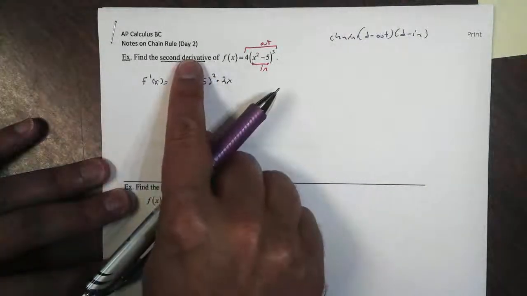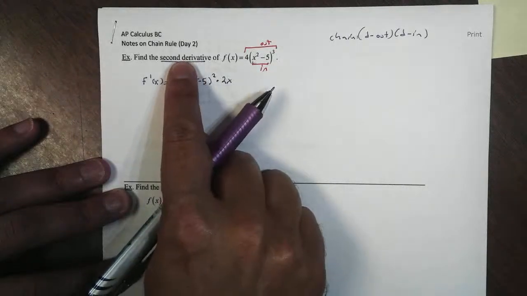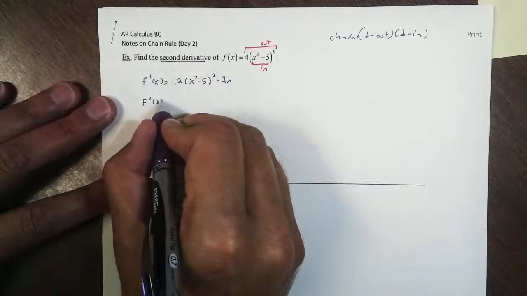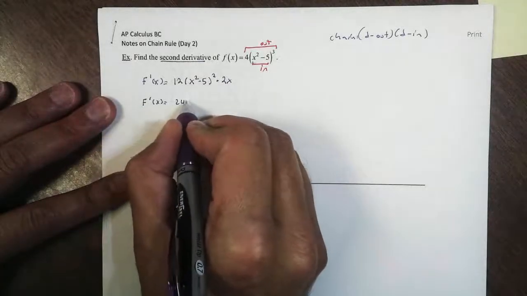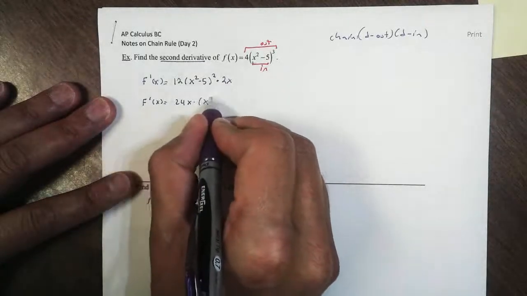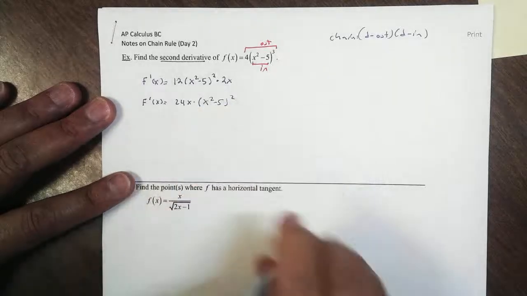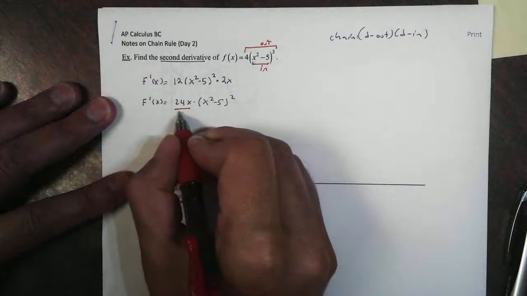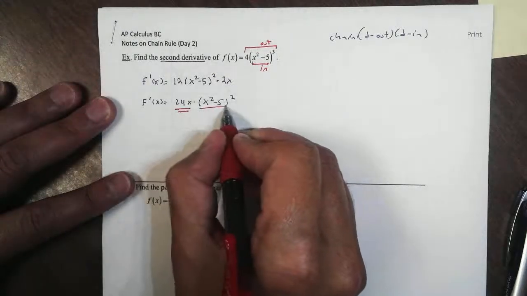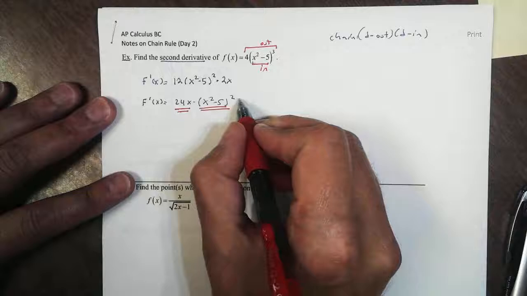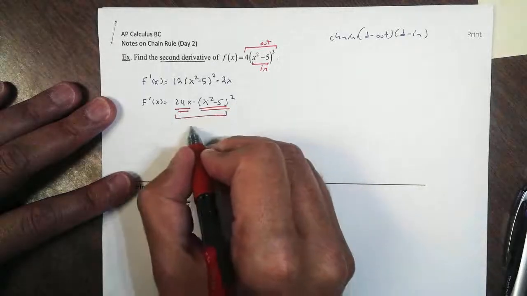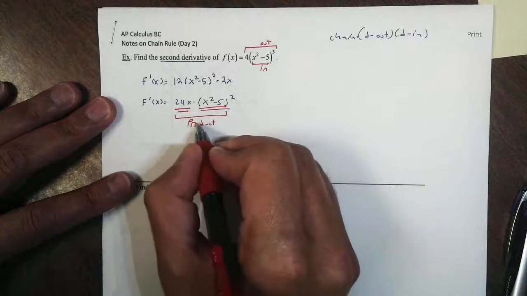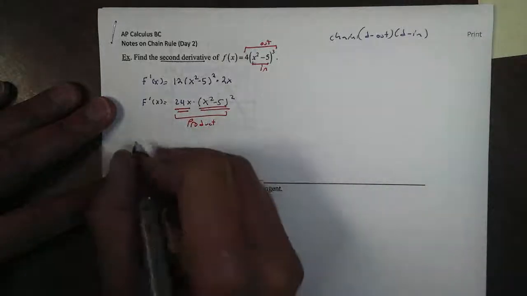Now I do have to take a second derivative. So to make this look a little bit nicer, I am going to clean this up. So my first derivative becomes 24x times (x squared minus 5) squared. Now we're ready to take the second derivative. But if you notice, we have 2 terms with an x. So this is going to be our product rule. Now we do have a chain rule here again, but product rule is our big picture.